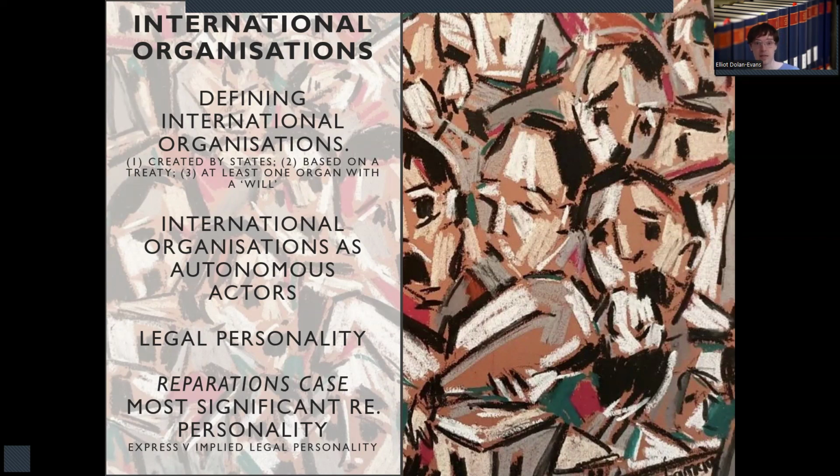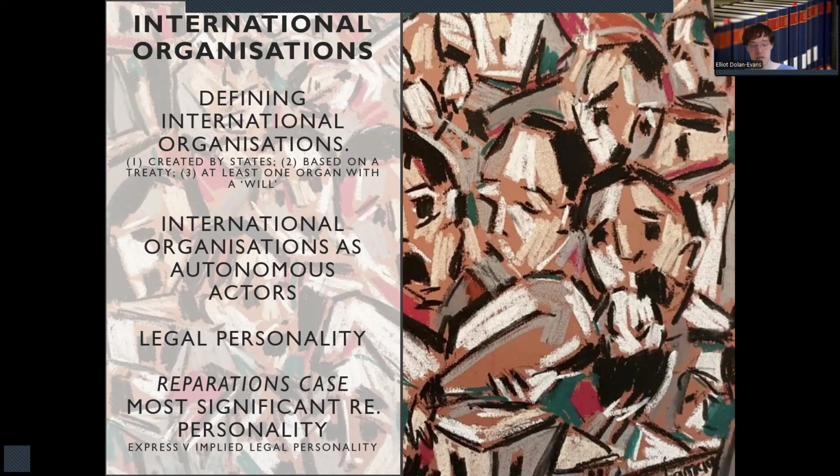And importantly, international organizations also have legal personality. Legal personality is essentially the status of being capable of holding rights and obligations in a legal system, just like states do, for example. And so it's also important to consider what kind of legal personality international organizations have.